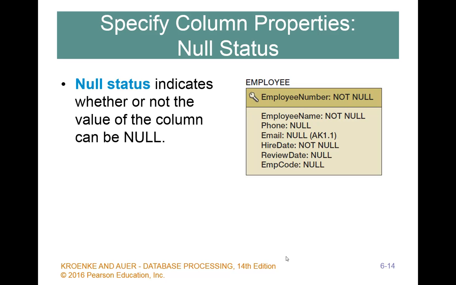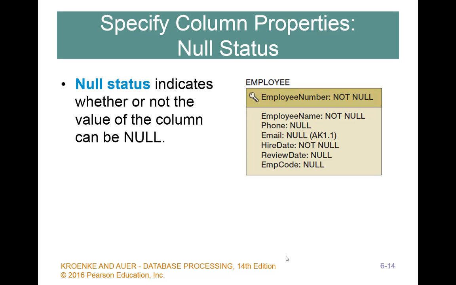If we take a look at our example here for the employee table, obviously as a rule, primary key values cannot be null, right? Because that is the way we uniquely identify each row in this particular table. So that has to be not null all the time. But notice our other column values: you have some that can be not null, and you can have some that are null.